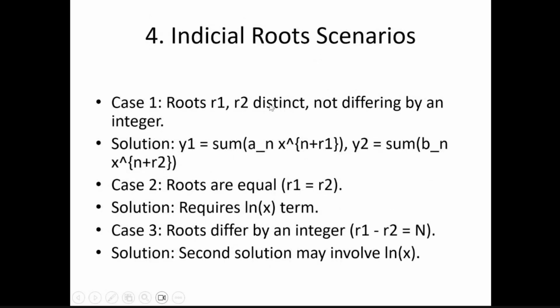If roots r1 and r2 are distinct and do not differ by an integer, the solution is given by y1 equals the summation of a_n x to the power n plus r1, and y2 equals the summation of b_n x to the power n plus r2. If roots are equal, it requires a log x term. If roots differ by an integer, the solution may involve log x.